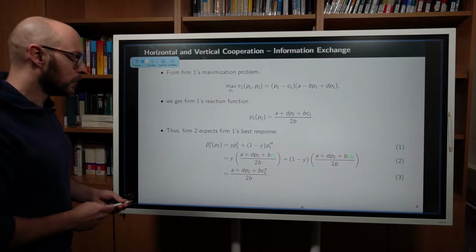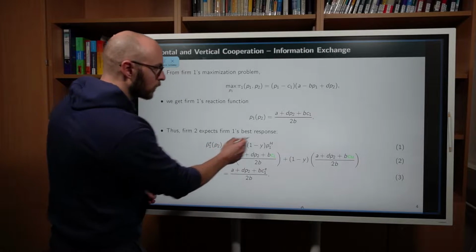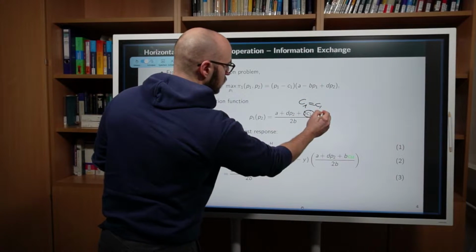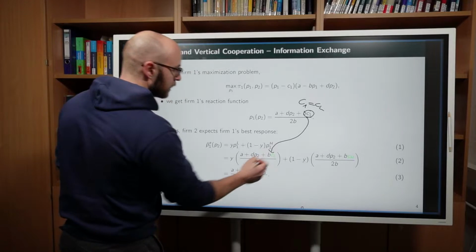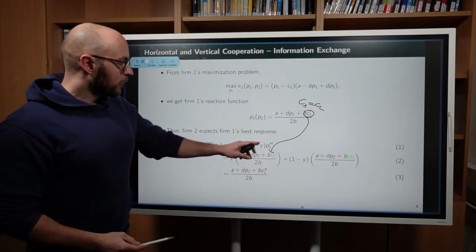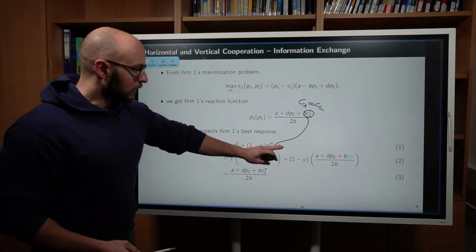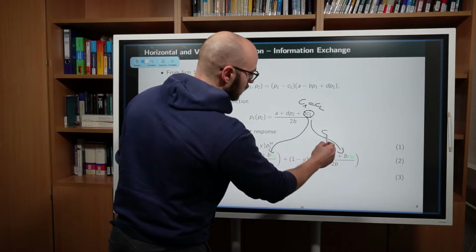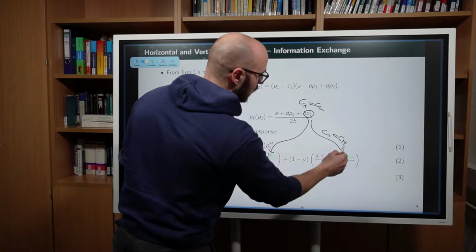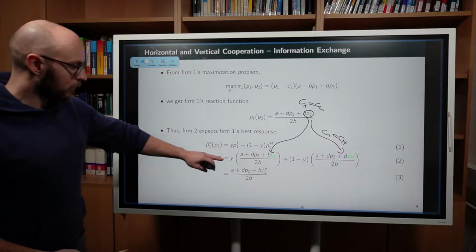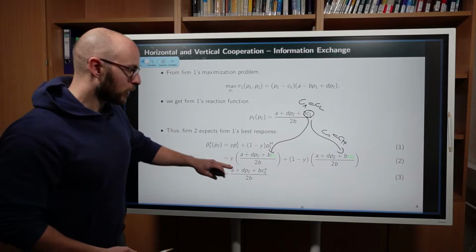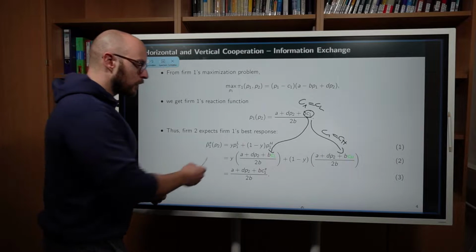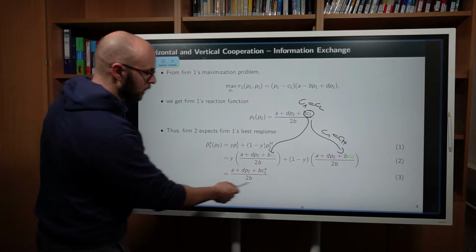What does high and low mean? Well, the low one would be the reaction function when C1 is equal to CH, right? And then we are here. If C1 is equal to CH, then we just substitute C1 equals CH, and then we are here. And again, we have to weigh this with the respective prior beliefs, which is y and 1 minus y. And when we reduce this expression, we get to this one here, right?